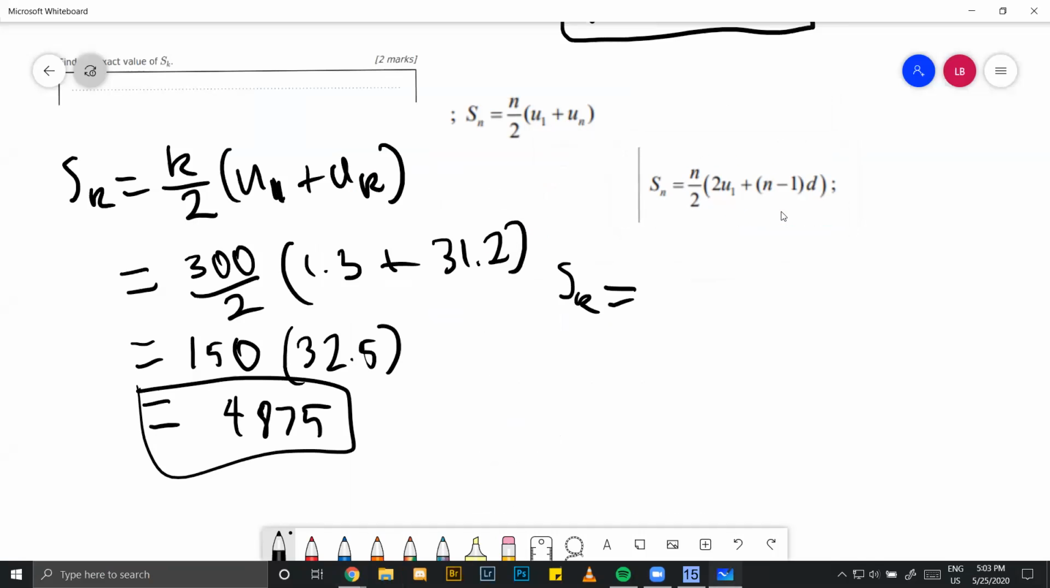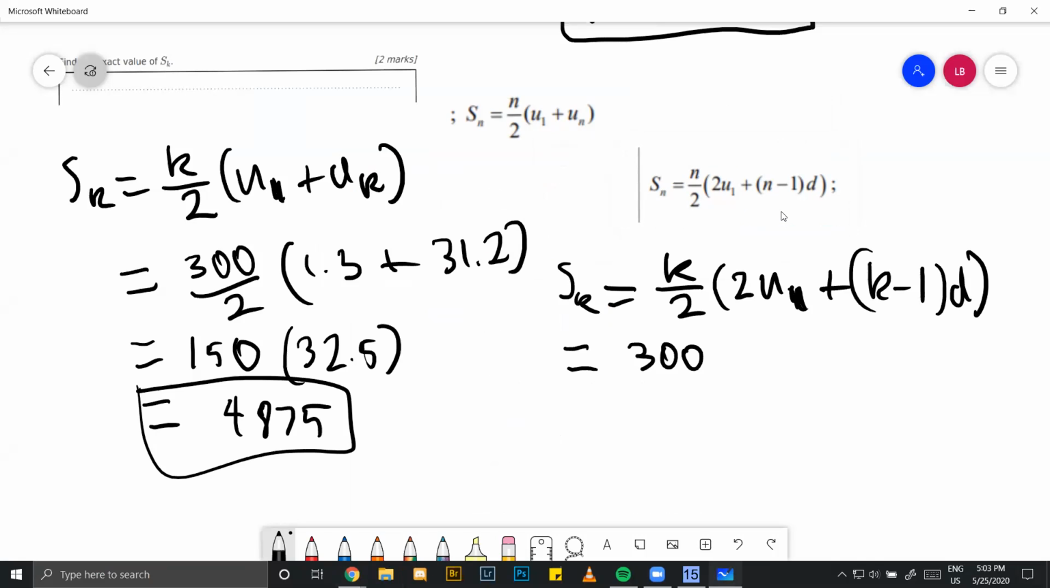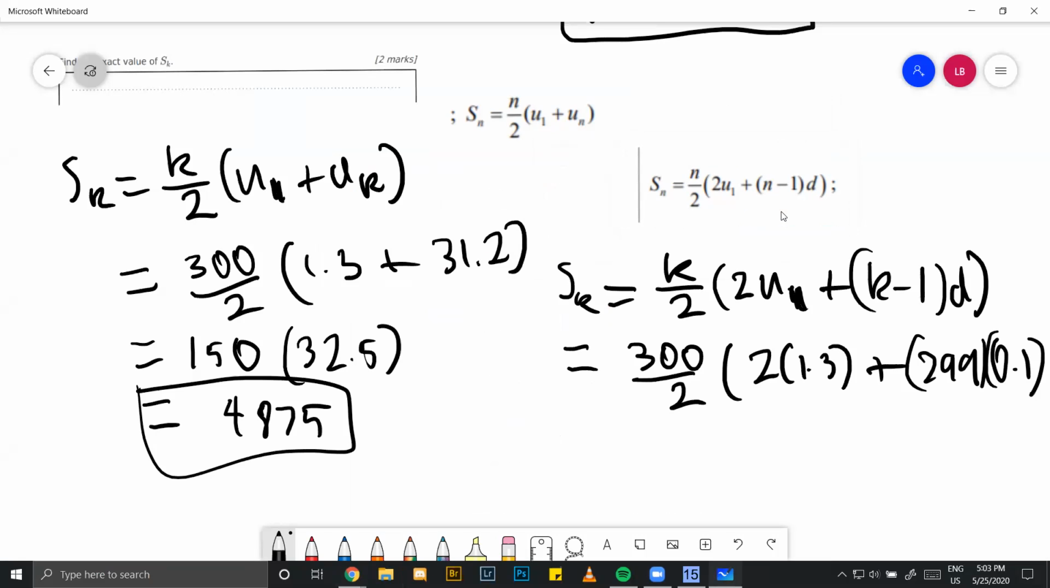Sk is equal to k over 2 times 2u1 plus k minus 1 times d, and I end up getting 300 over 2 times 2 times 1.3 plus 299 times 0.1. And then I do all the math here, and I'll end up getting 4,875, the same result. Both of the equations are completely fine. Just make sure you use one of them.